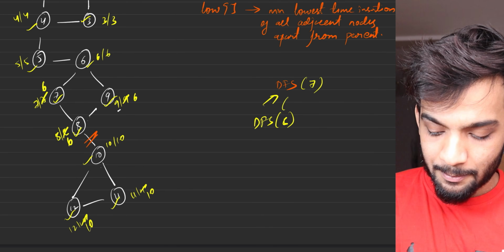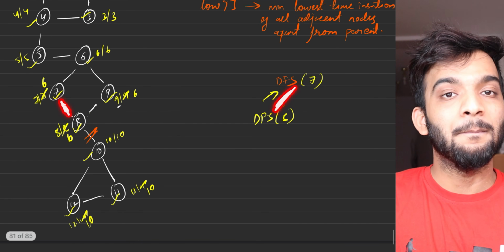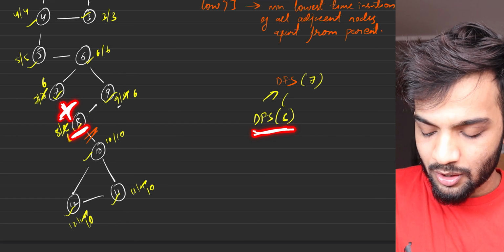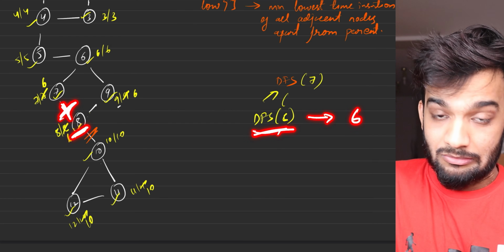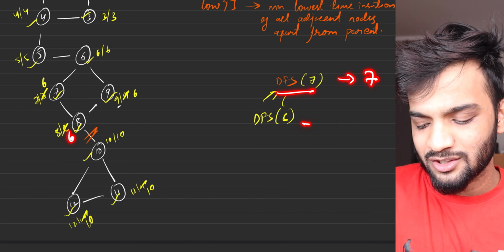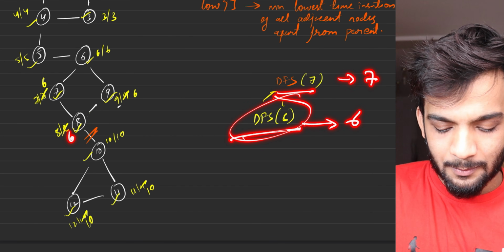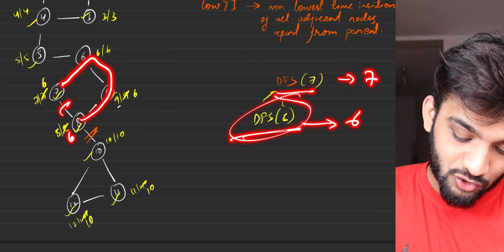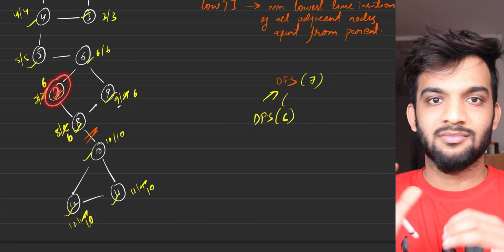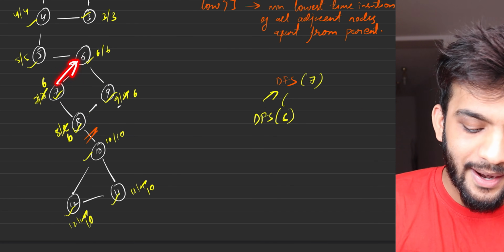Now, next step, 7 and 8 check for bridge. So, when they check for bridge, 8 says, okay, my lowest is 6. I can still go to 6. 7 says, my step is 7. So, if 8 can reach 6, that means it can reach back 7. So, this is not a bridge. This is definitely not a bridge. So, 7's DFS is done. It will now go back to 6.